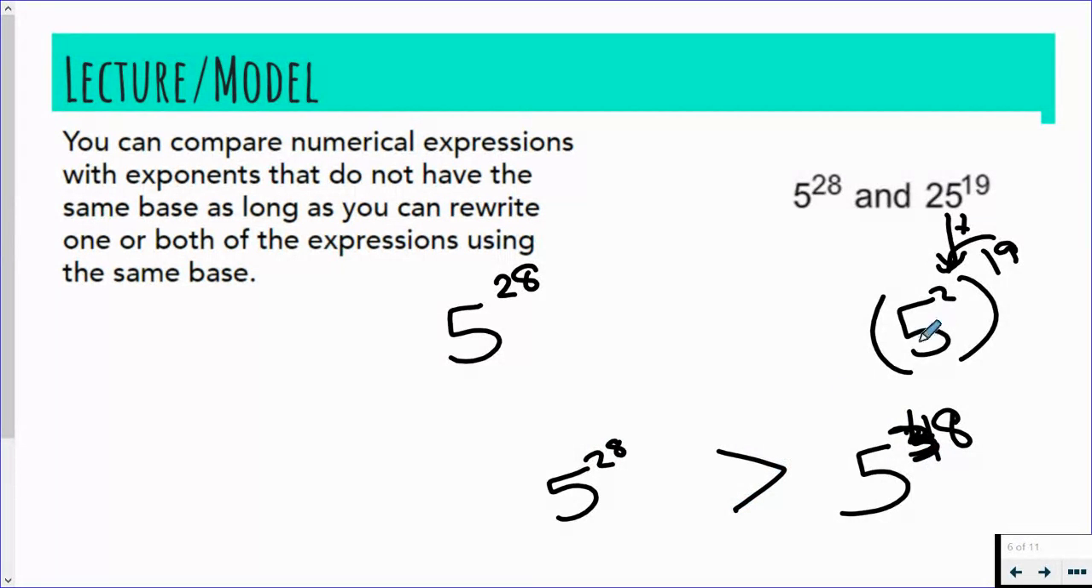Again, I got that 5 squared because I know that 25 is 5 squared. So I just changed that base to 5 squared. So this is really 5 squared raised to the 19th power. If I multiply those two exponents, you would get 5 to the 38th. And now I know that 5 to the 28th is less than 5 to the 38th.